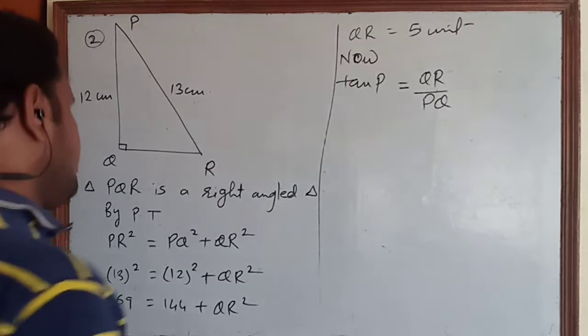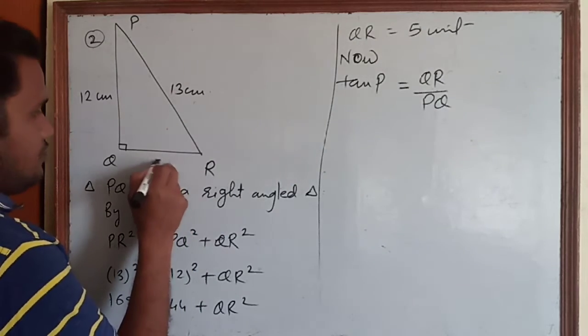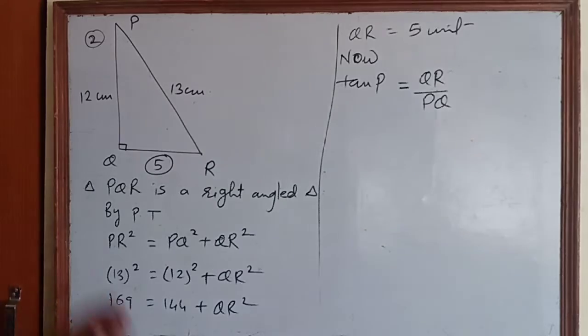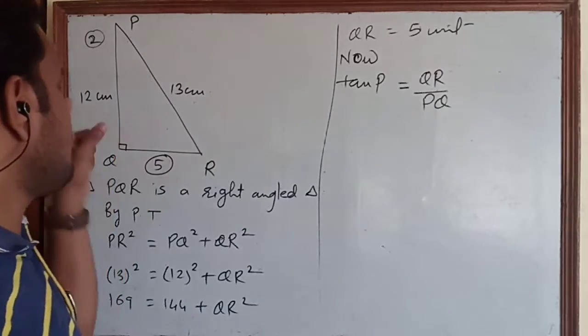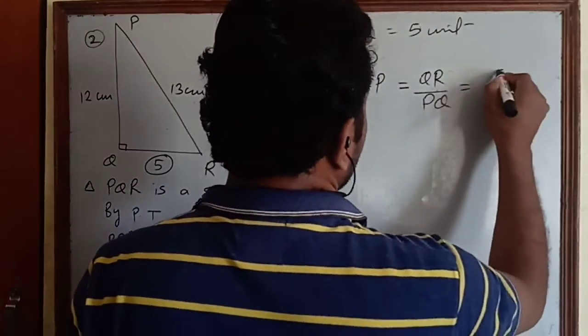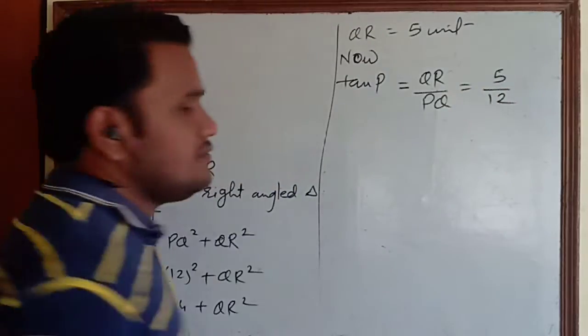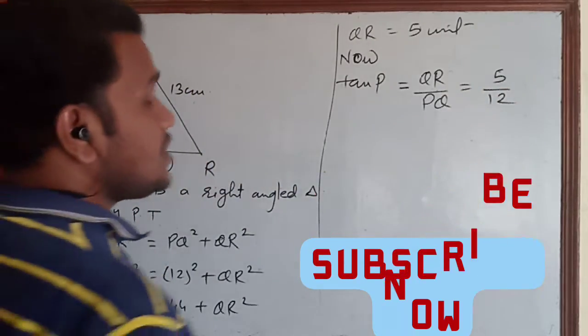What are the values? We got the numerical values. QR is 5, so it is 5 by 12. So easy. 5 by 12. What about QR? Cot R.